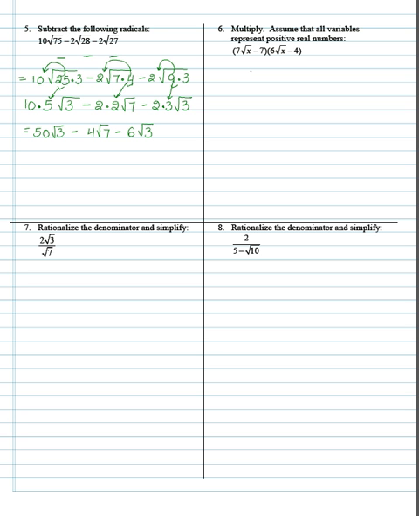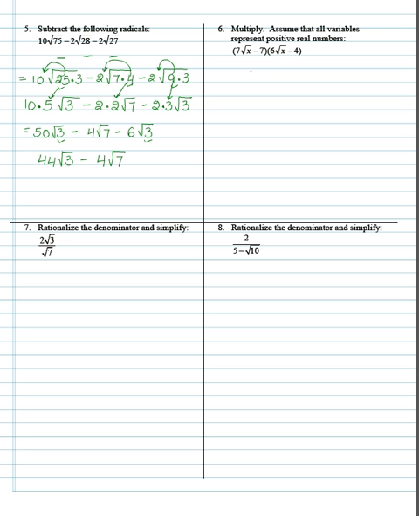Now I'm going to think if I can combine anything. Hey, I have radical 3 and radical 3. I can put them together. So 50 minus 6 radical 3 gives me 44 radical 3. And I cannot do anything with radical 7, so I leave it that way. Final answer.